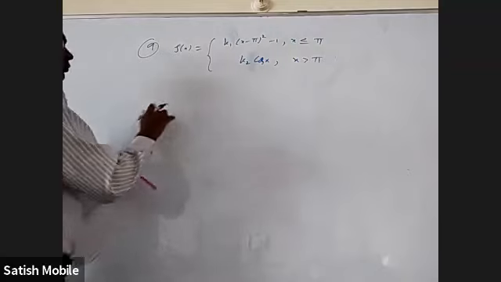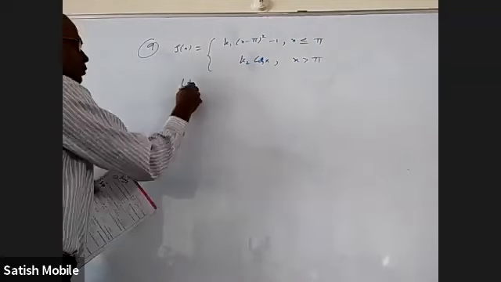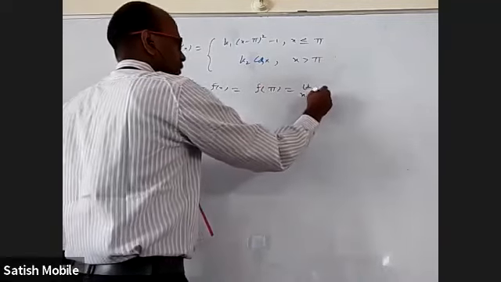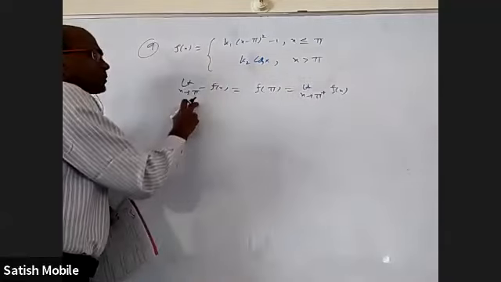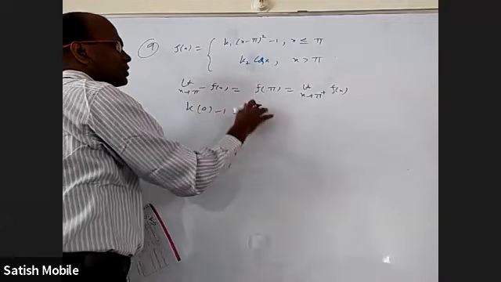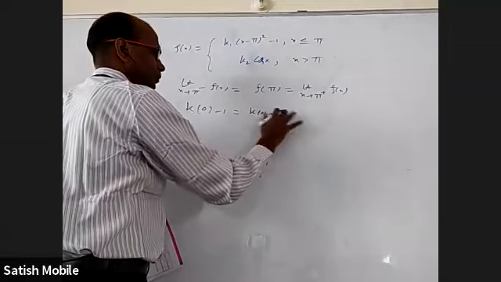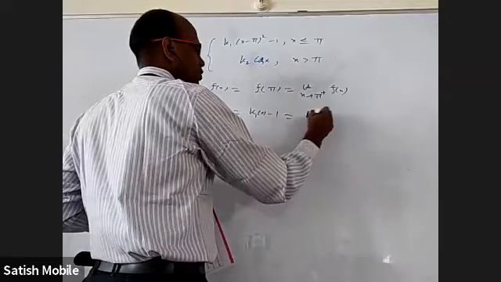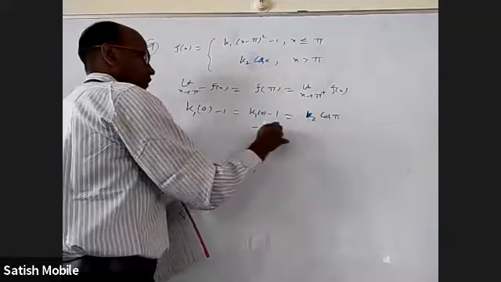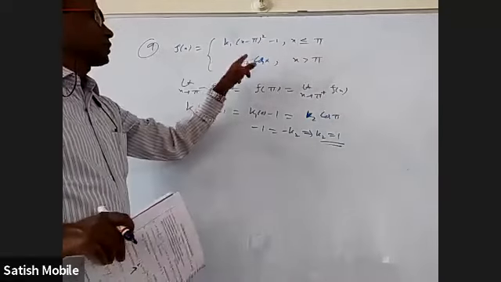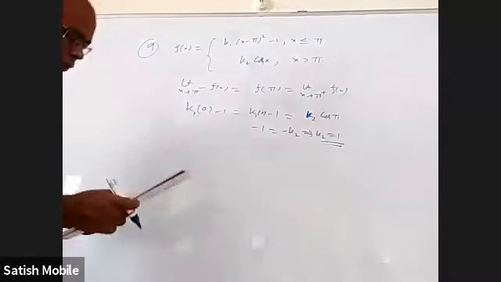First of all, limit x tends to pi minus f of x should be the same as f of pi, which should be the same as limit x tends to pi plus f of x. Just before pi, I have to use this, and when I substitute pi, this is 0. So k1 into 0 minus 1. This is also the same, k1 into 0 minus 1. And here it is k2 into cos pi. So minus 1 equal to minus k2. So we already got k2 equal to 1. From the continuity itself, this is 0, this is minus 1, this is minus k2. They should be equal for it to be continuous. So already we got k2.